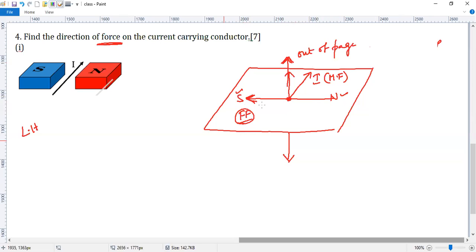Upwards means the page in front of you, or the notebook. Upwards means coming out of the page. So it is coming out of the page. If it were the other way around, you would write into the page. So over here, because of this left hand rule, you will have it coming out of the page. Clear about this? Yes, ma'am. Clear.